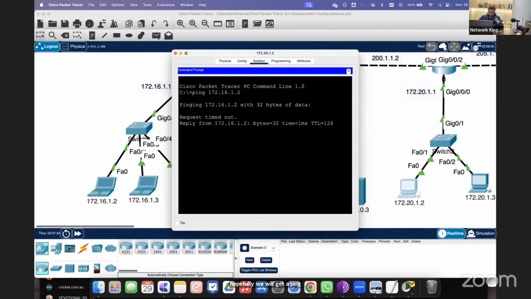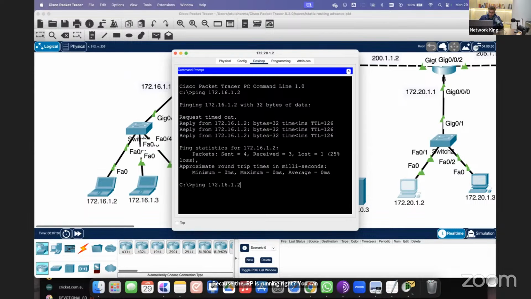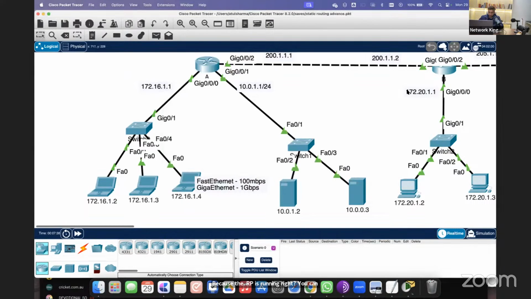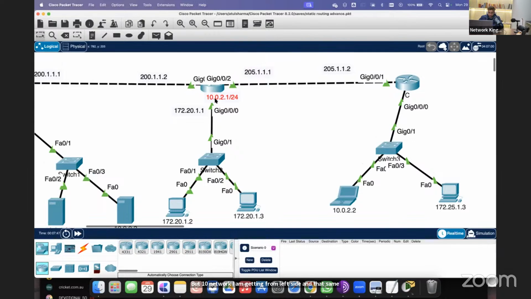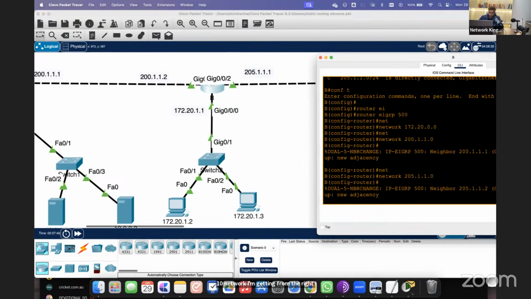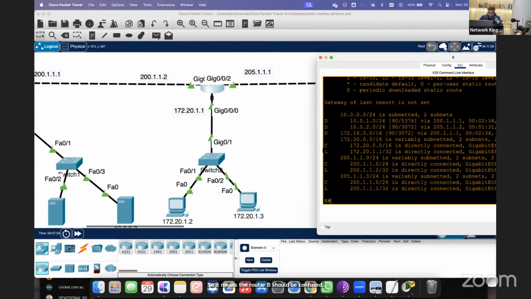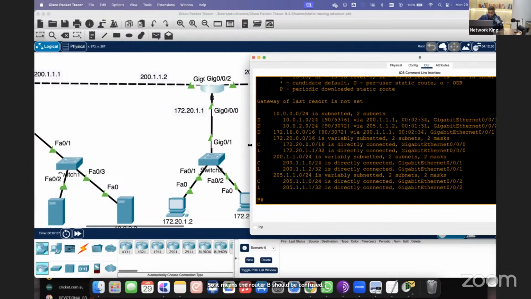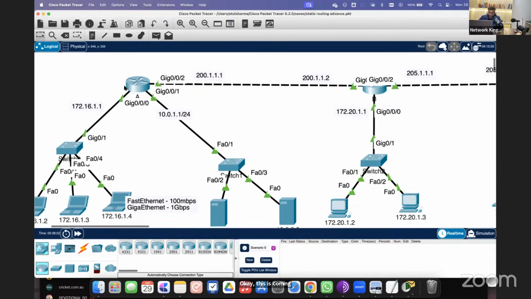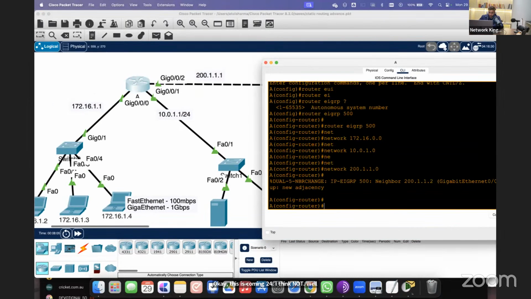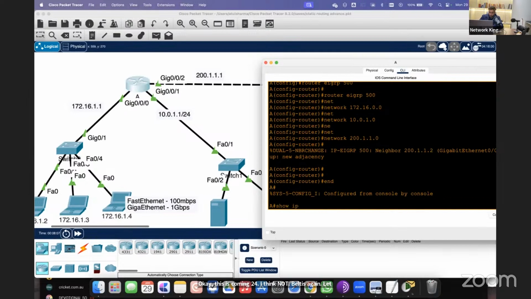Because EIGRP is running, right? You can see packets are going very well, because this is 172.20 and this is 172.16. But the 10 network I'm getting from the left side, and that same 10 network I'm getting from the right side. So it means router B should be confused about where to forward my packet. Okay, this is coming 24. I think I gave a summary by mistake somewhere. Let me check show ip protocols.